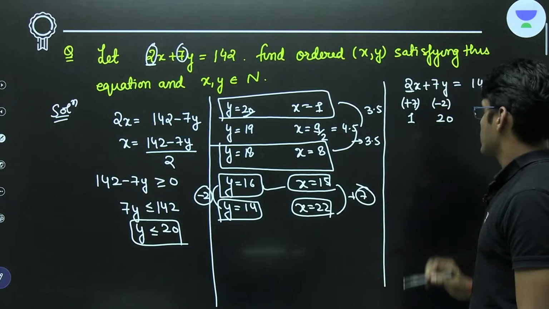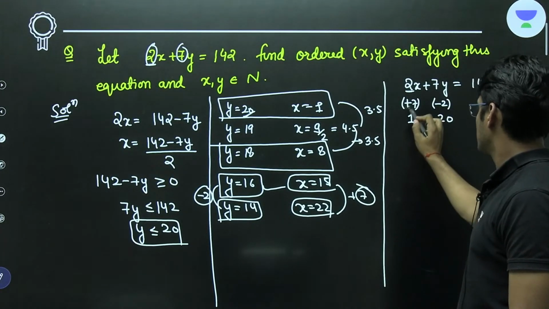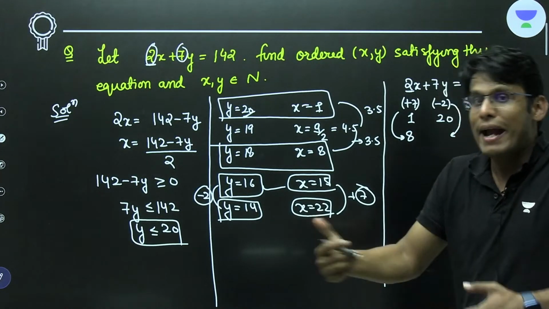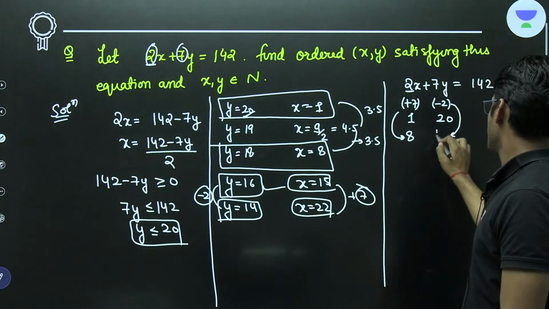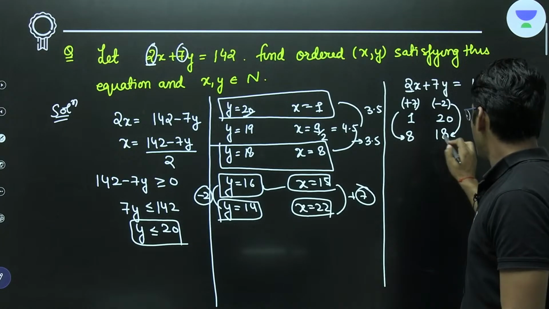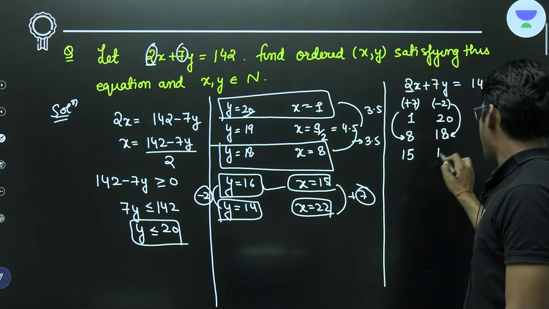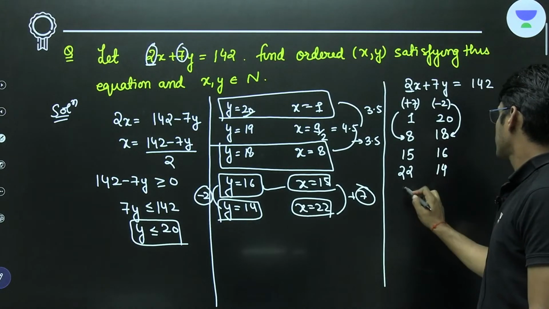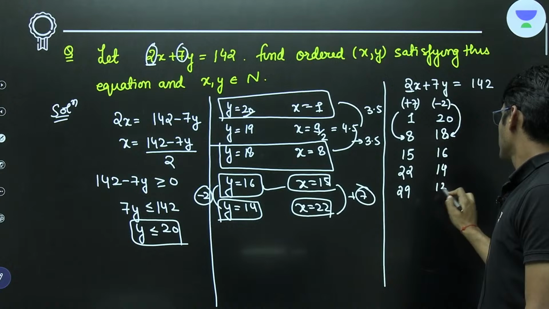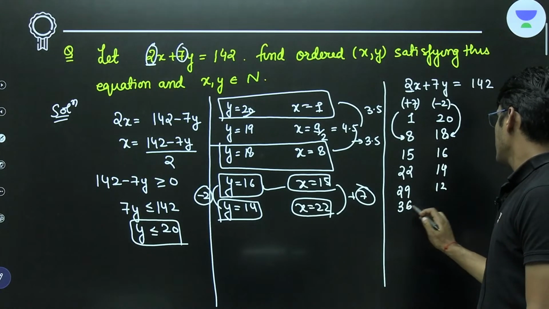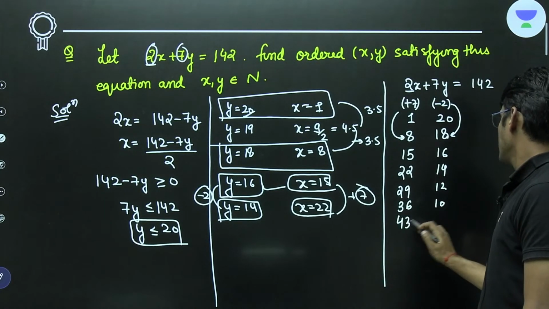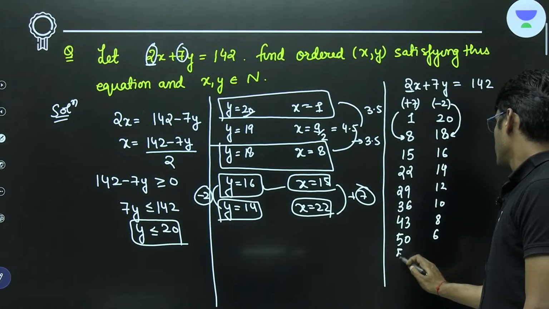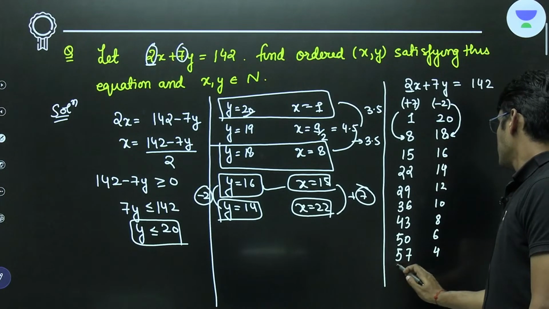Now, what does this plus 7 say? You have to add this here. So, if you add minus 2 in 20, you get 18. Essentially, you are subtracting 2 here. So, if you add 7 here, you subtract 2 here. Right? 29, 36, 43, 50, 57, 64.